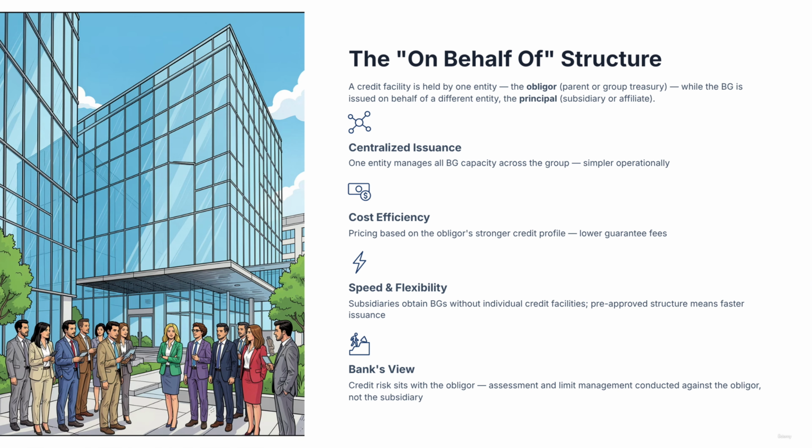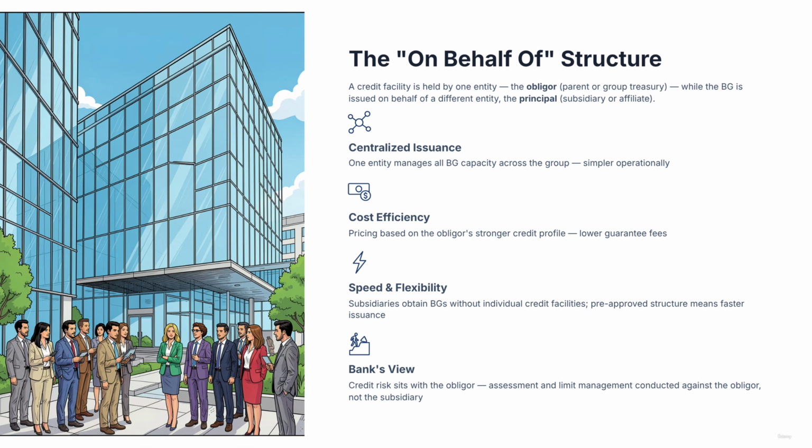The on behalf of structure. One more structure worth understanding, particularly for clients who are part of larger corporate groups. Some banks allow a credit facility to be held by one entity, the obligor, typically a parent company or group treasury vehicle, while the bank guarantee is issued on behalf of a different entity, a subsidiary or affiliate, that is the actual principal named in the guarantee.